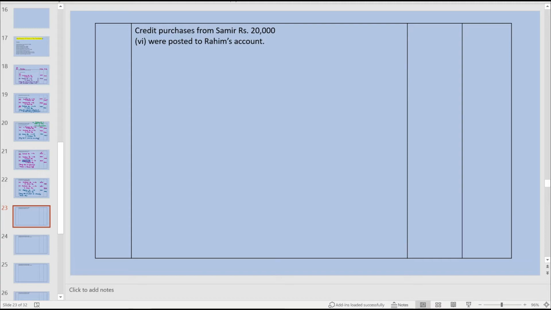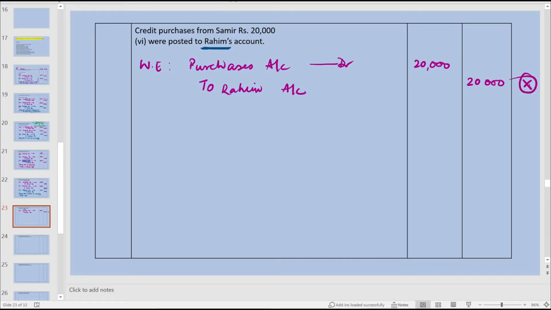Credit purchases from Samir 20,000 were posted to Rahim's account. Now there is a change. They have made a mistake in writing another supplier's account. So we need to rectify that. So what is the wrong entry? The wrong entry they have passed is purchases is fine, so purchases account debit 20,000 to, instead of Samir account, they have taken Rahim account, to Rahim account 20,000, which should not have been there.